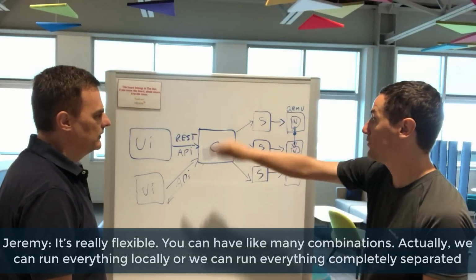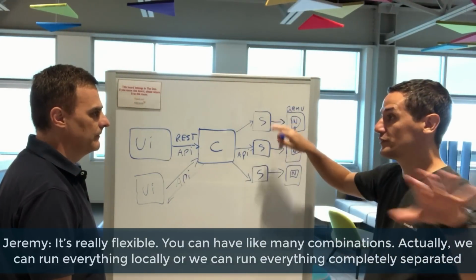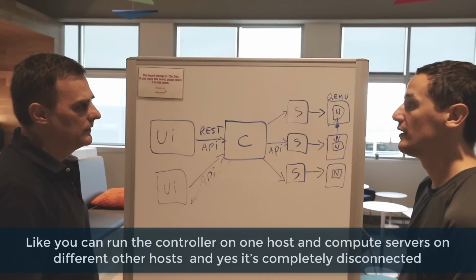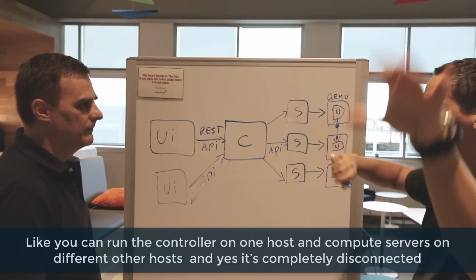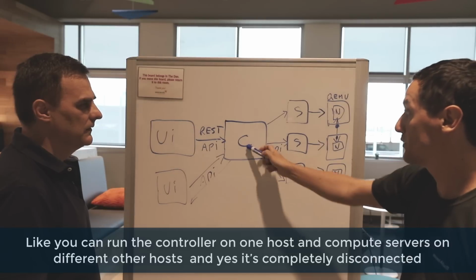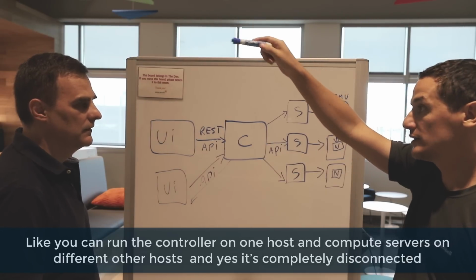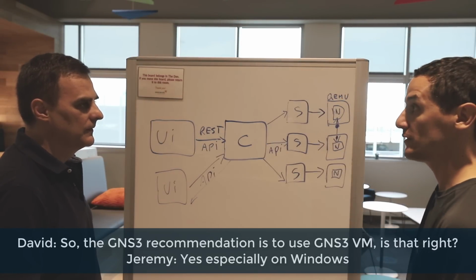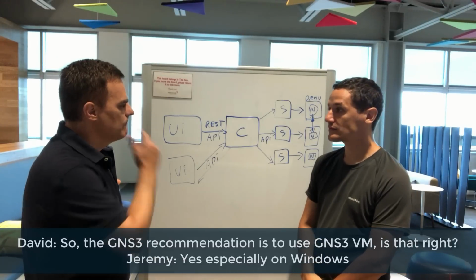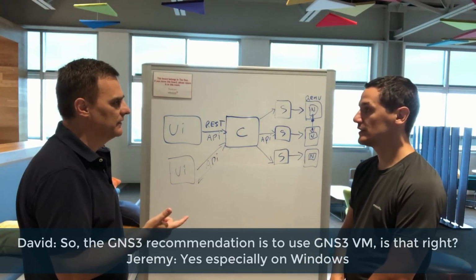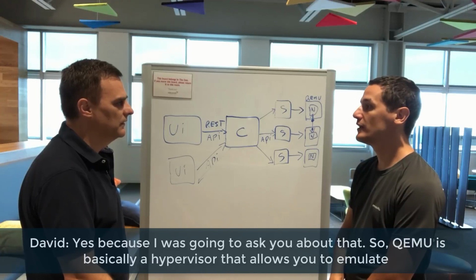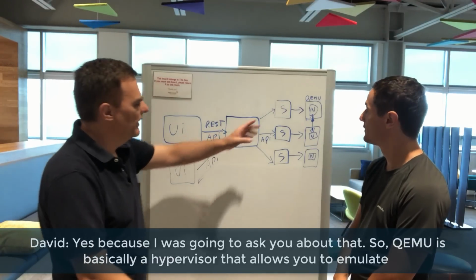We can run everything locally, or we can run everything completely separated. You can run the controller on one host, and compute servers on different other hosts, and it's completely disconnected. Wow. Okay, so the GNS3 recommendation is to use the GNS3 VM, is that right? Yes, especially on Windows. Yeah, because OS X. Yeah, because I was going to ask you about that.